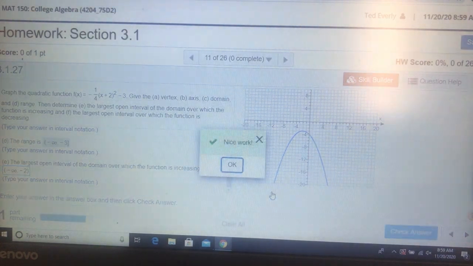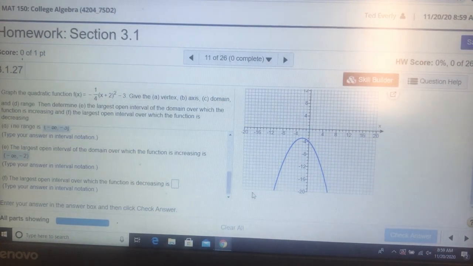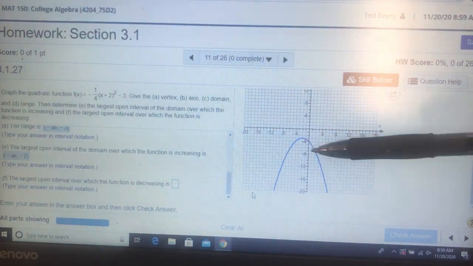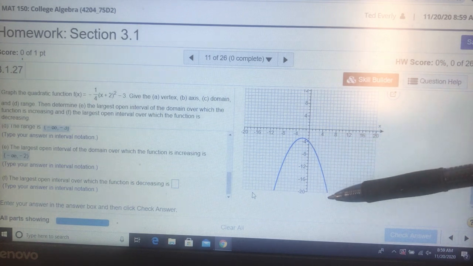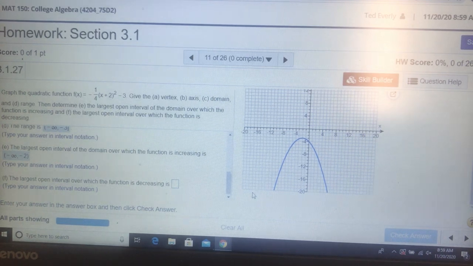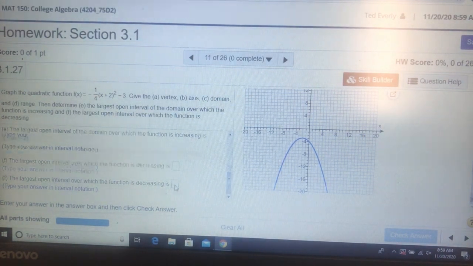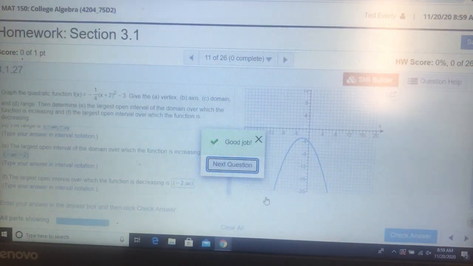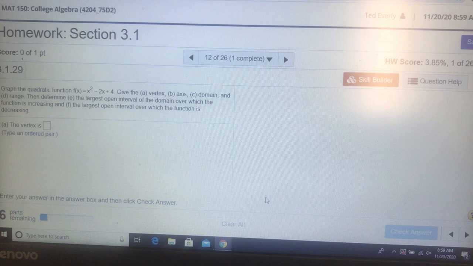Nice work. And now decreasing. Decreasing as you go from left to right goes downhill, which is what we're doing here. See, as we go from left to right here, this is going downhill. So it starts right there at -2 and it goes all the way to infinity. So we're starting at -2 and we're going all the way to infinity. All right, good job. And there's that one.